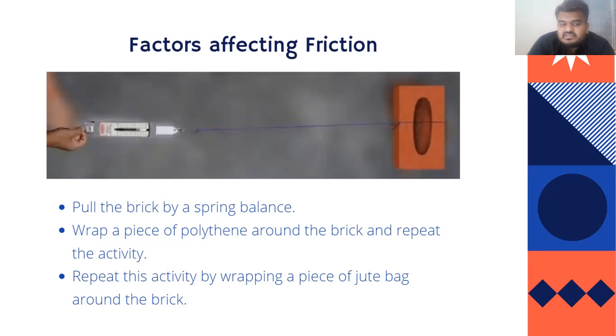After this, the third activity is to repeat this activity by wrapping a piece of jute bag around the brick. All of you know very well that this jute bag is very thick cloth, so obviously you get more friction. This is the difference you are going to study in this activity, that by applying a piece of polythene or jute bag or simply the naked brick, the frictional force you are going to face is very different.